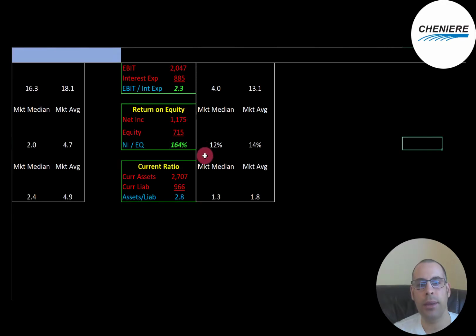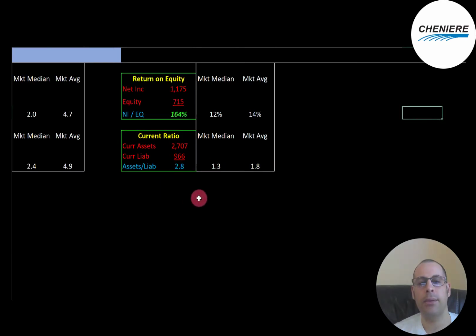ROE is really good. The median is 12%, the average is 14%. ROE is net income over equity. I like to see above 20%. They're at 164%. The main reason is because they have such little equity in a capital structure. They're mostly debt, so it makes this ratio look really good.